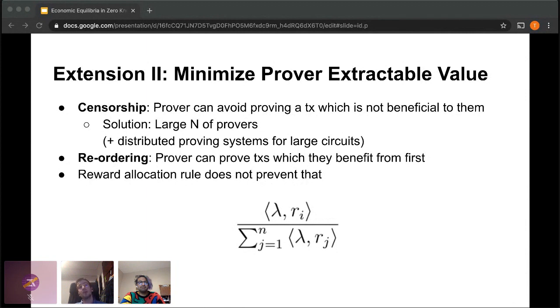But in the case of reordering, what the prover does when receiving a block is that you have a bunch of transactions which you receive in a certain order, and you perhaps may benefit by reordering these transactions. Currently, our allocation rule does not take into account the ordering, so we must fix this. The solution that we propose is that you should penalize reordering by adding an extra term in the reward function.